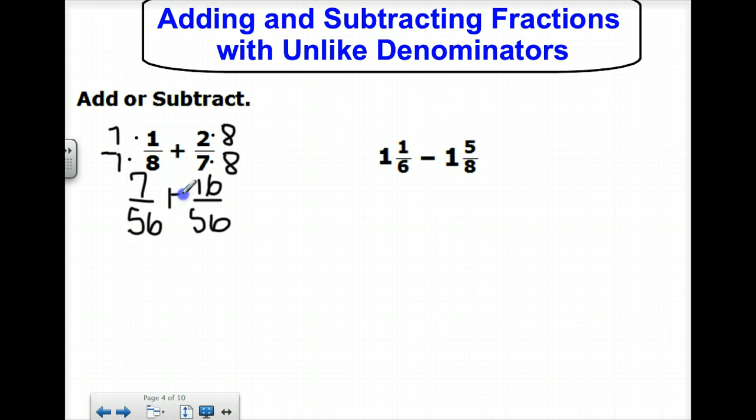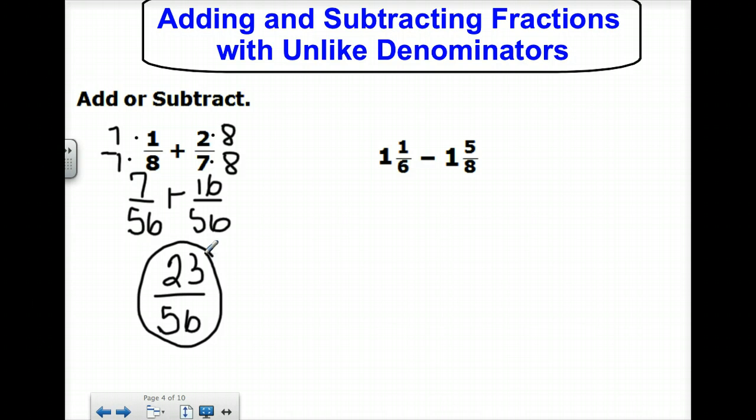Now we're ready to go ahead and add. 7 plus 16 is 23 over 56. Do you think that can be simplified to lowest terms? Nah, 23 is prime. The next number that 23 would divide evenly into would be 46, not 56. So we're done. There's our answer.